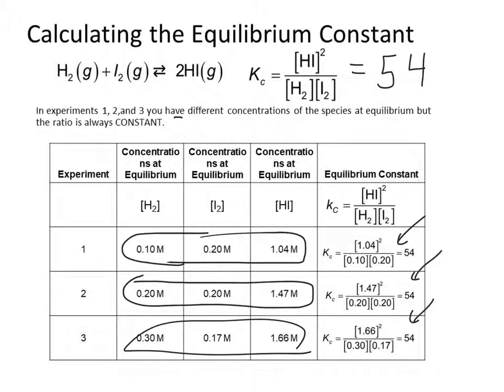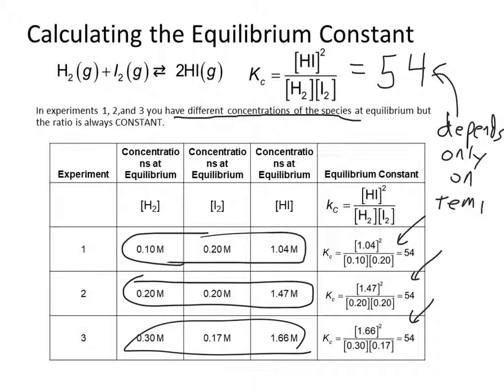In different experiments, you might wind up having different concentrations that make up the ratio, but the ratio itself is constant. The value of that ratio depends only on the temperature. That's why we call it a constant, because it's constant. So at equilibrium, the ratio of products to reactants is always constant.